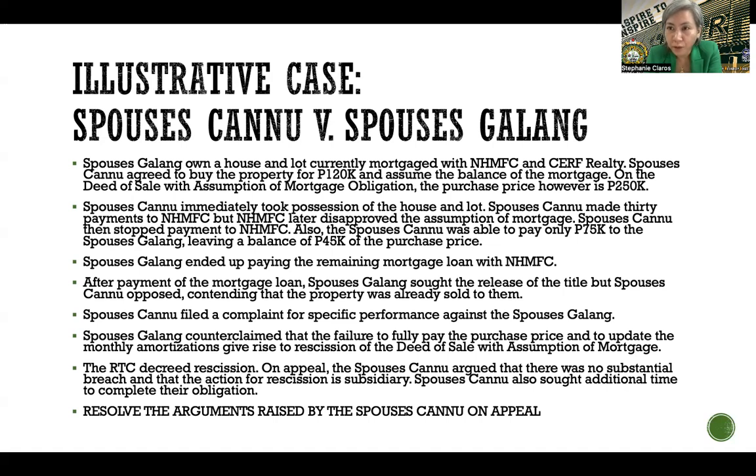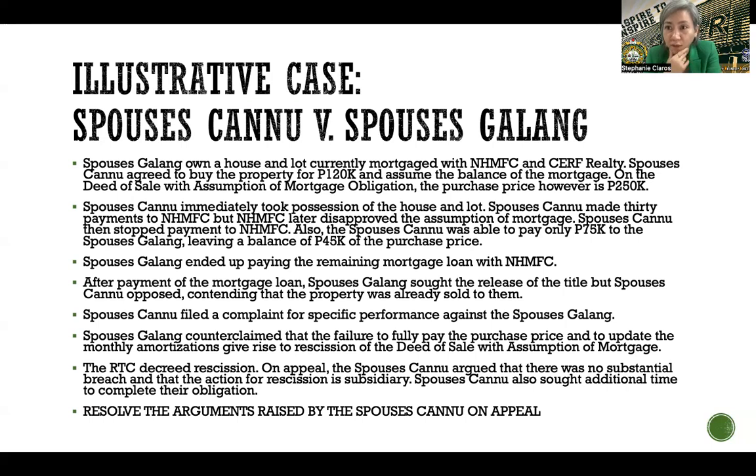So they ended up stopping payments to the mortgagee. And also, the spouses Canoe was only able to pay 75,000 pesos to the spouses Galang, even though the purchase price was for 250,000. So the spouses Galang resumed paying the remaining mortgage loan with NHMFC. So after payment of the mortgage loan, the spouses Galang sought the release of the title, but the spouses Canoe opposed, contending that the property was already theirs.